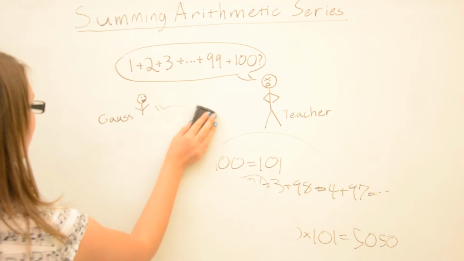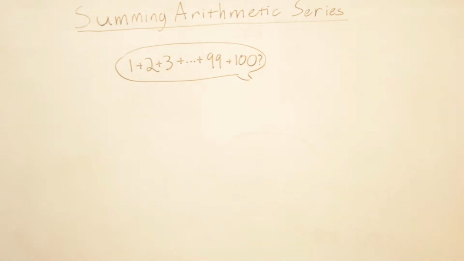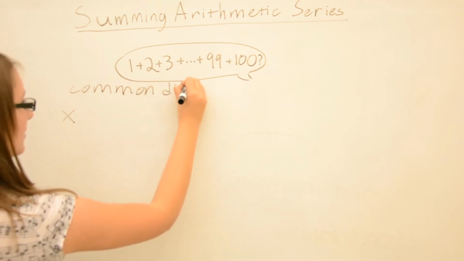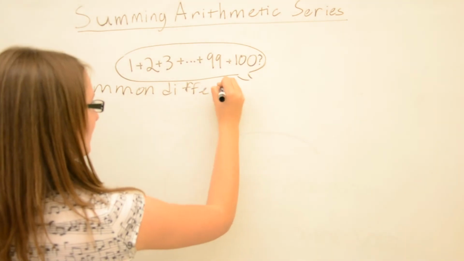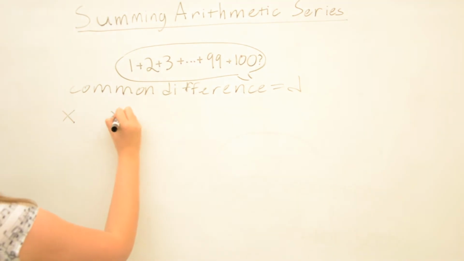Let's see. First, we have to figure out what we're generalizing. So let's define an arithmetic series. An arithmetic series can start with any number. For a general one, let's just say it starts with x. To get the next term, we're going to add what's called the common difference. In this case, we'll call the common difference d. This means that the next term will be x plus d.